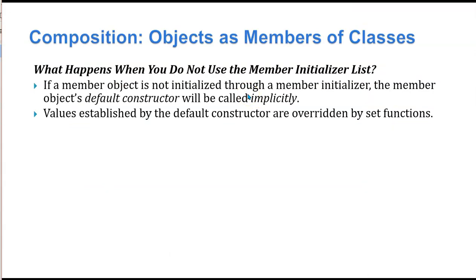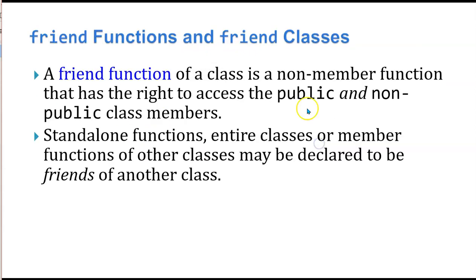So what happens when you don't use the member initialization list? If a member object is not initialized through a member initializer, the member object's default constructor will be implicitly called. Values established by the default constructor are overridden by set functions.